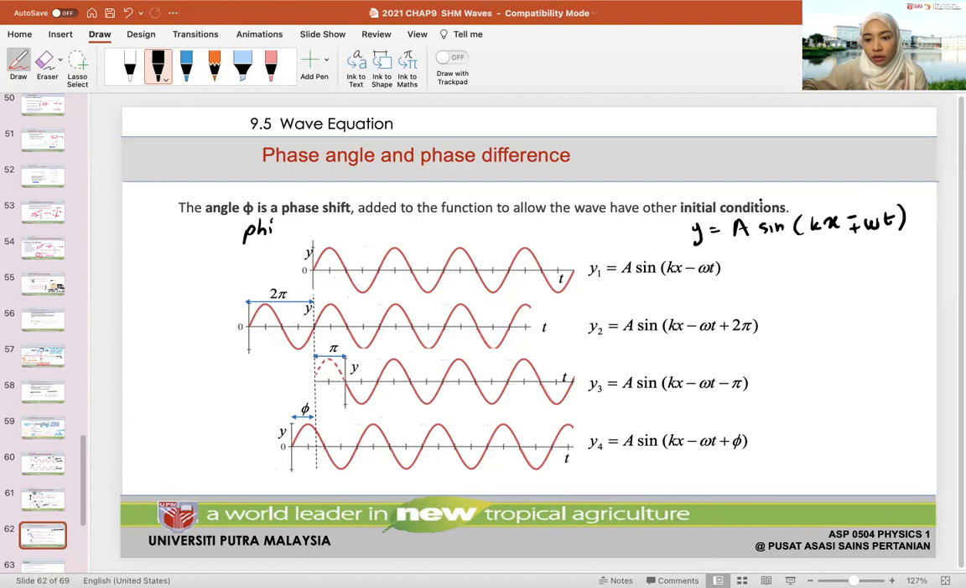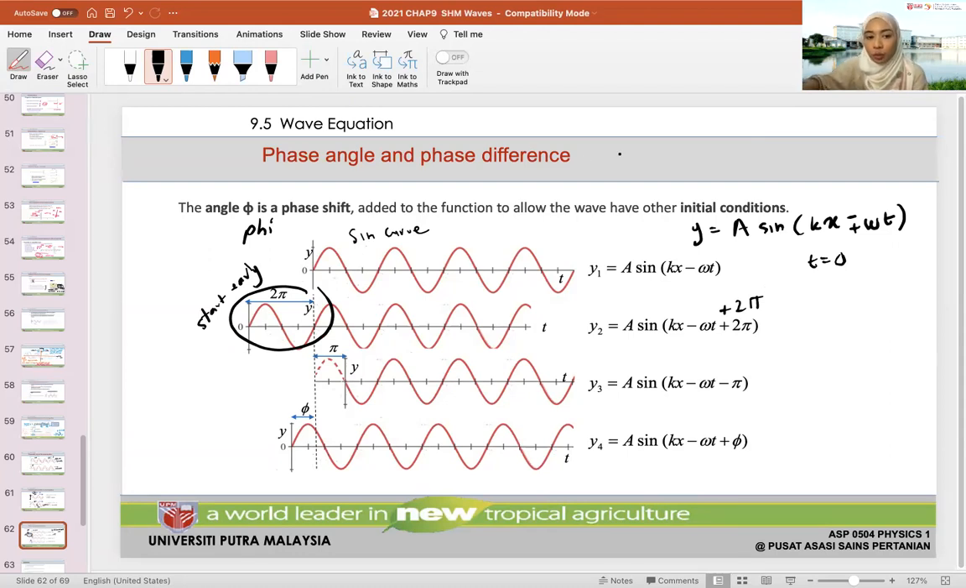So let's say your wave is y equals A sine and so on again. If it starts at time equals to 0, then it's just a normal sine curve. But you don't want this wave. You say, okay, my wave is different. I want it to be different than everyone else because I'm special. So they add phi, for example plus 2 pi. When you add 2 pi, a positive phase shift, it means that your wave starts early.